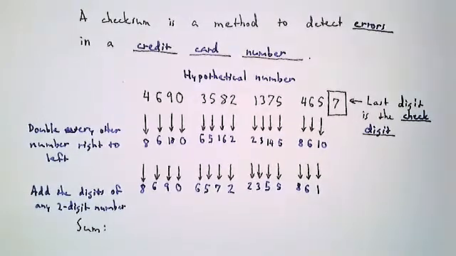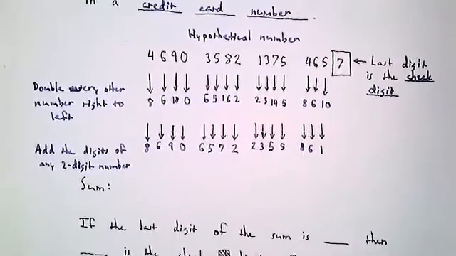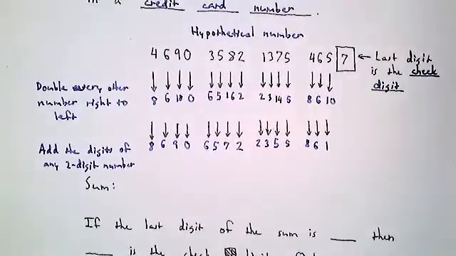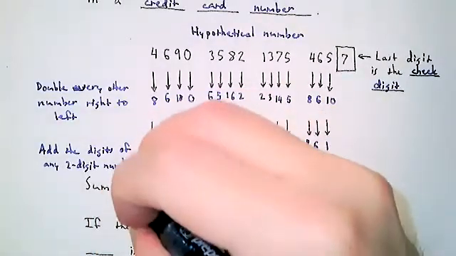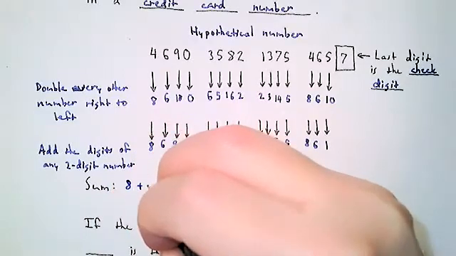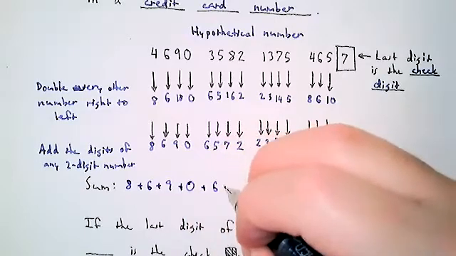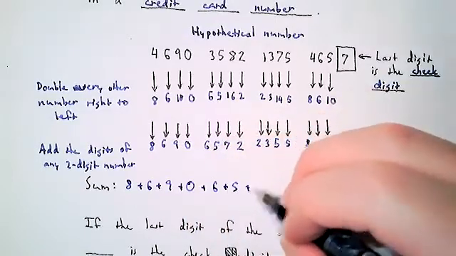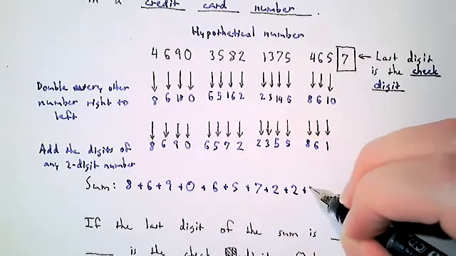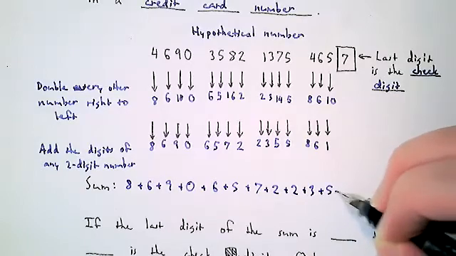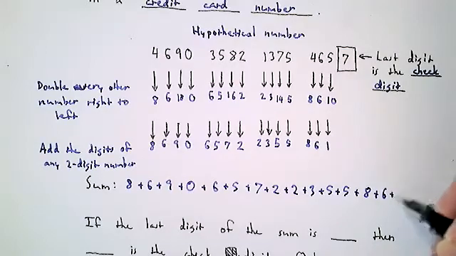There's a few more steps to the process. It's fairly elaborate. So now that we have single-digit numbers, we're going to add them all together. So that'll be 8 plus 6 plus 9 plus 0 plus 6 plus 5 plus 7 plus 2 plus 2 plus 3, and then a couple 5s, plus 8 plus 6 plus 1.